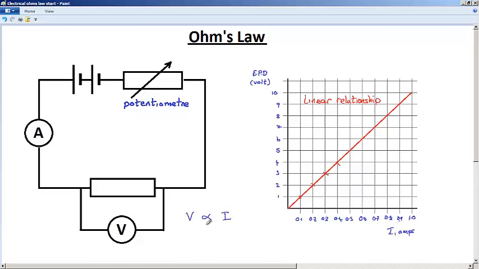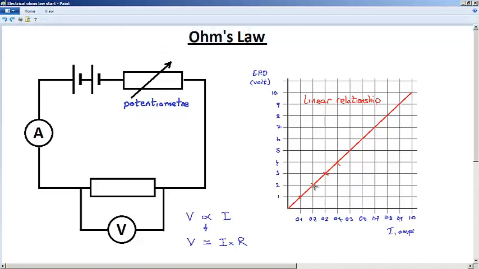Now, if we want to change the proportionality sign to an equal sign in science, then we need to introduce a constant. So the name of the constant in this equation is called the resistance. We can write it again as V equals I times R. And the resistance of this resistor is equal to the slope of this straight line graph.